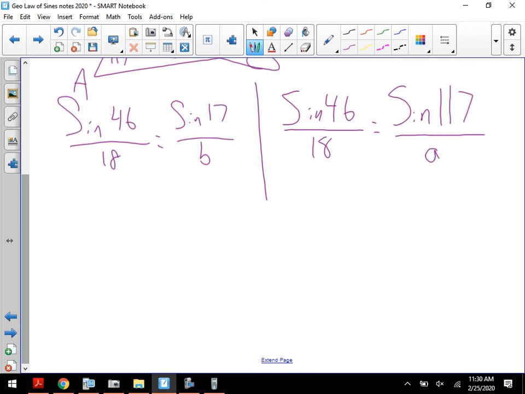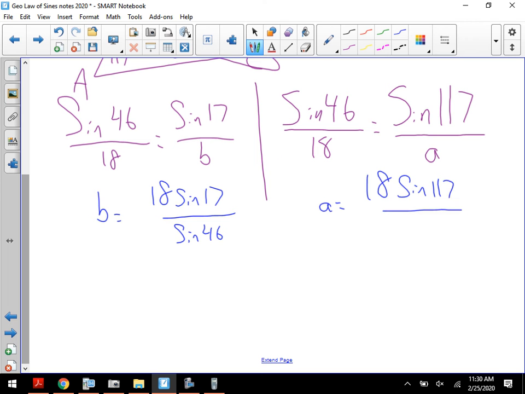So little b, the 18 moves up, change down. Little a, move the 18 up, change down. When you have to find the two side lengths, usually the algebra setup of it, they're going to be the same setups, just different buttons. Okay? And now it's just a matter of pressing the buttons correctly and not screwing it up.